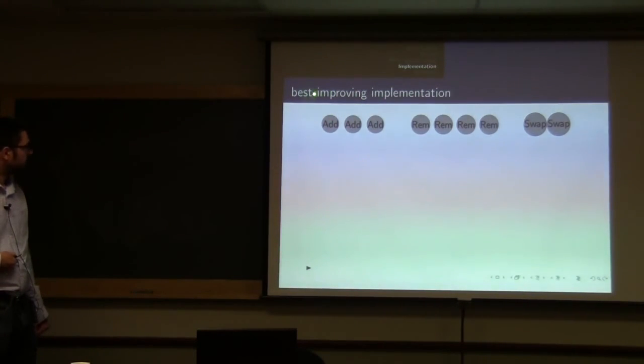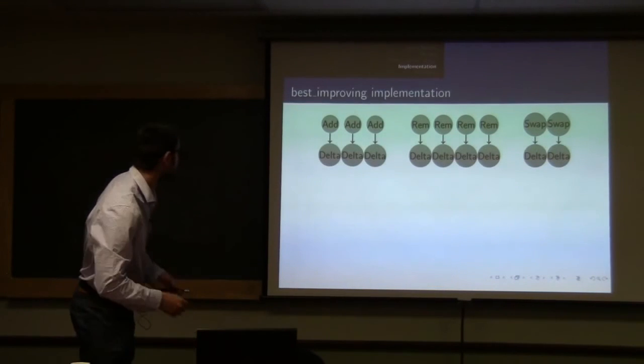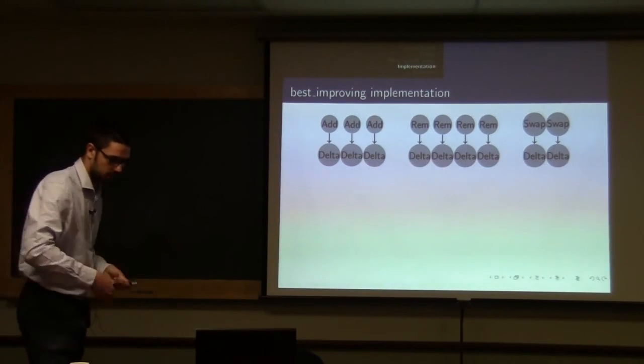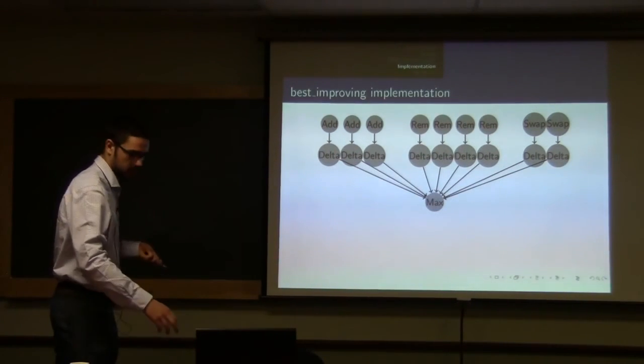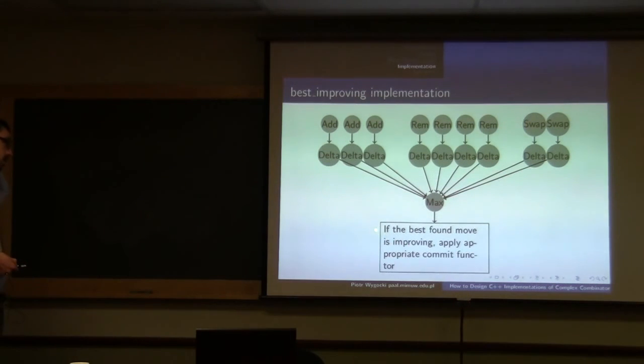So what must this algorithm do? We've got three ranges of moves. These moves have different types. And for each of these moves, we need to compute the gain. So there is a delta, which, if it is positive, means that this move is improving. And later on, we just compute the maximum of this list. And if the best found move is improving, we apply this move using the appropriate commit functor. Is it clear?